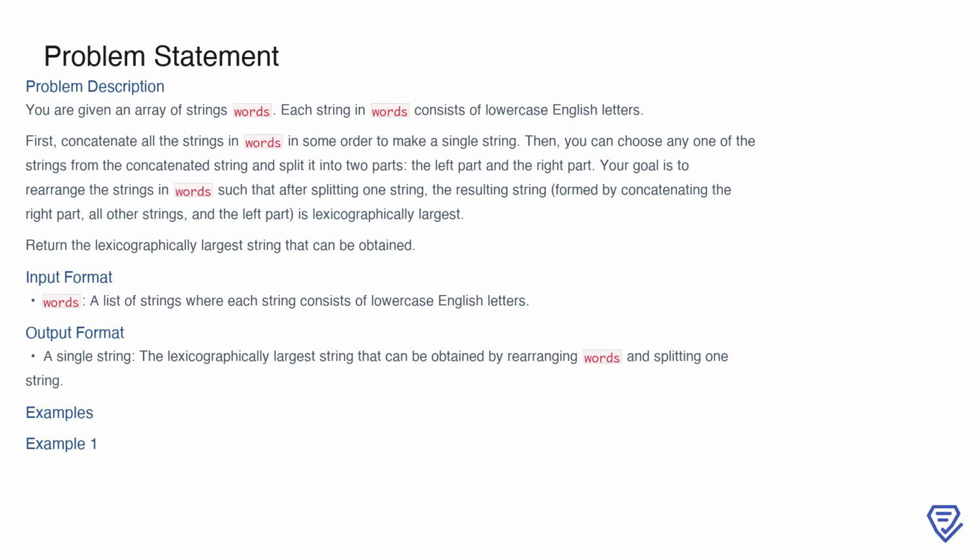Your goal is to rearrange the strings in words in such a way that the resulting string, formed by concatenating the right part, all the other strings, and the left part, is lexicographically the largest possible. The input is a list of strings, and the output is the lexicographically largest string that can be obtained by following this process. With this in mind, let's explore some examples to better understand the problem.